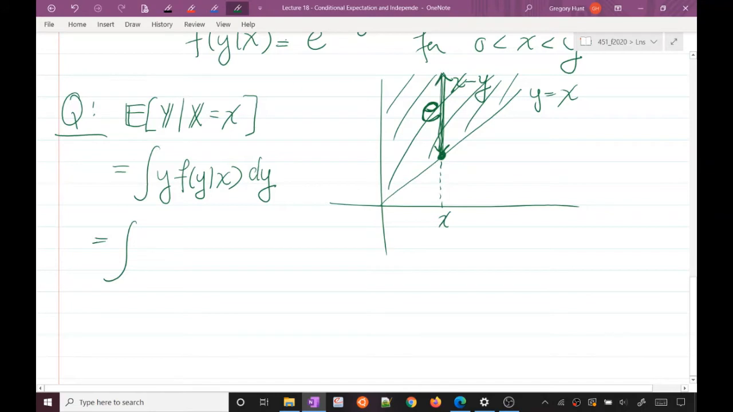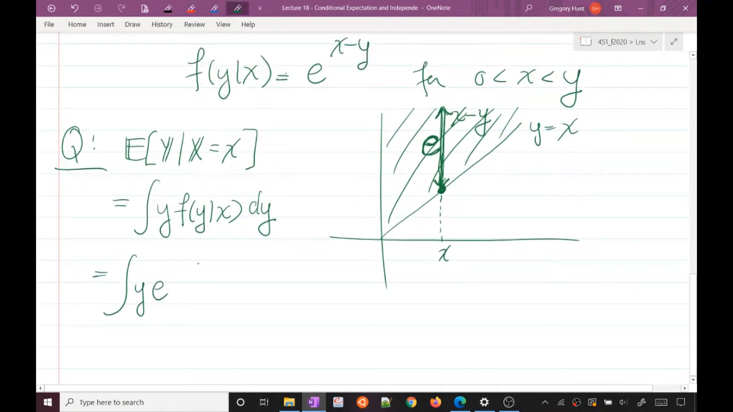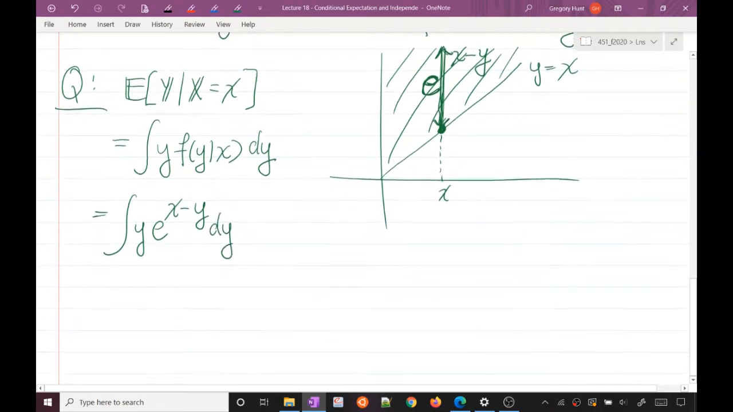Y will lie somewhere in this line, and we can figure out what the expected value for that is. The distribution over this portion is the conditional distribution of y, and we can ask what the expected value is. So we know that our conditional PDF, and you can get the details for that from last lecture, is e to the x minus y, and then we integrate with respect to y.